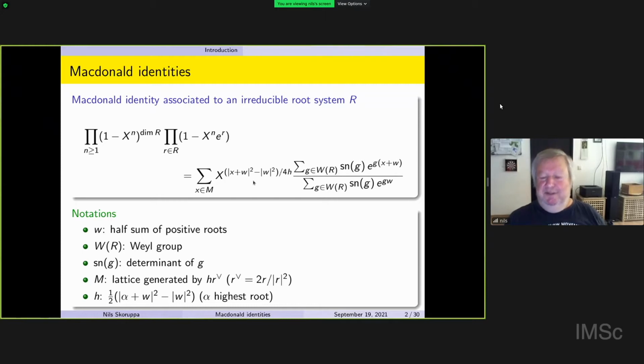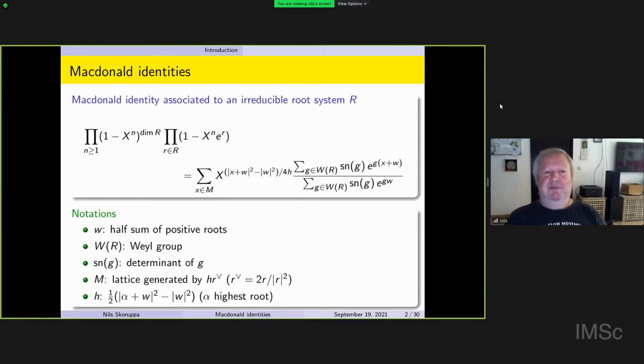This Macdonald identity, at the time when it was published, was quite a surprise for people because it did a lot of things. Afterwards it somehow triggered the development of Kac-Moody algebras, infinite Lie algebras, and that led in the end also to the algebraic representation of string theory in physics, for instance vertex operator algebras, the work of Borcherds on these things, and so on.